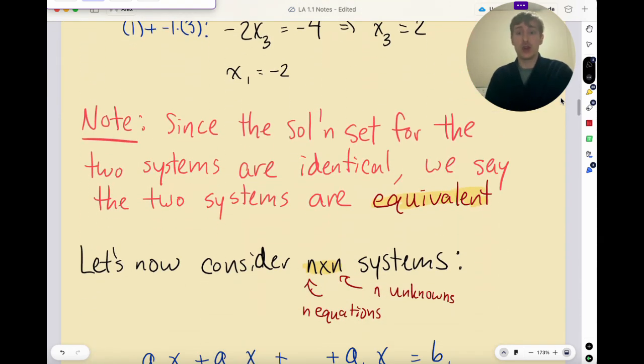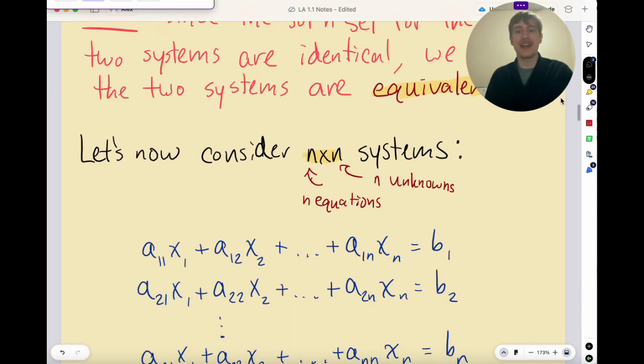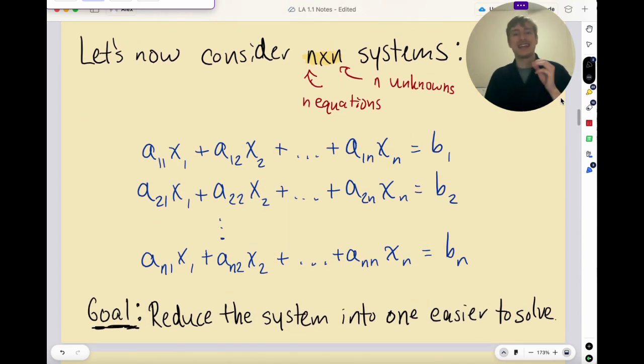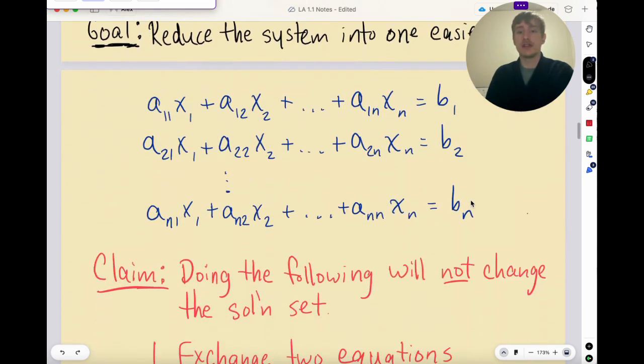And we said that we were going to consider the case of n by n systems in the rest of this section and ask ourselves the question, can we reduce this system, which could be very long, because n could be like 100 or 1,000, can we reduce that into one that's easier, albeit possible, to solve? The answer is, yeah, probably.